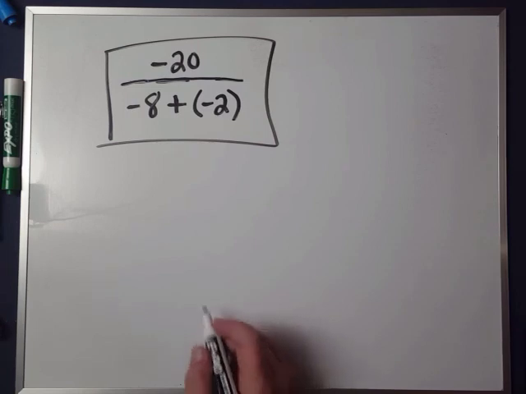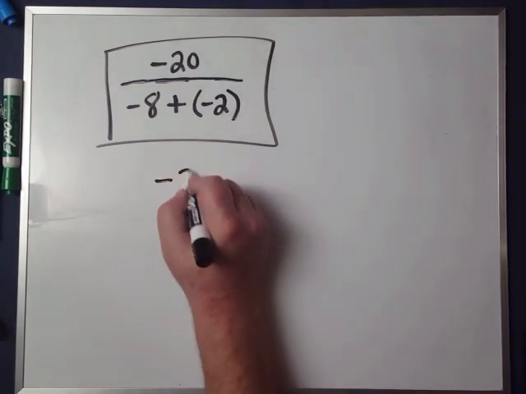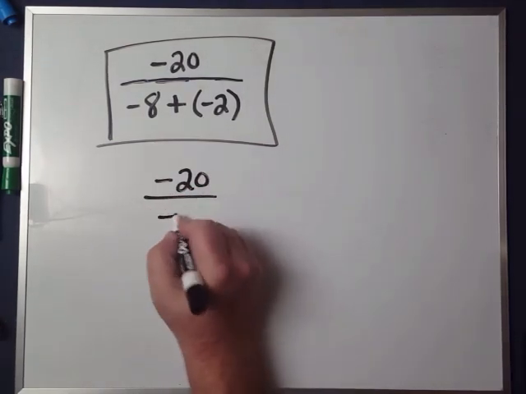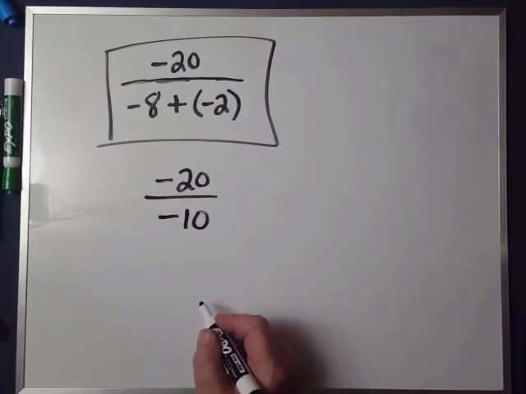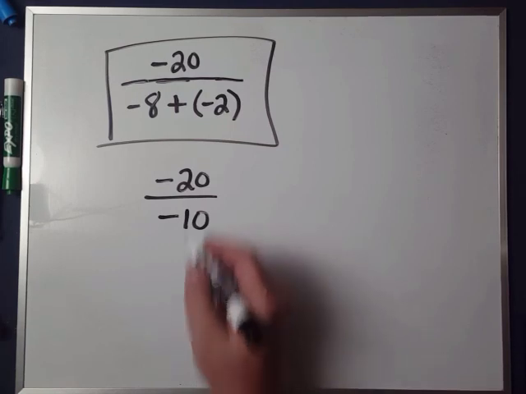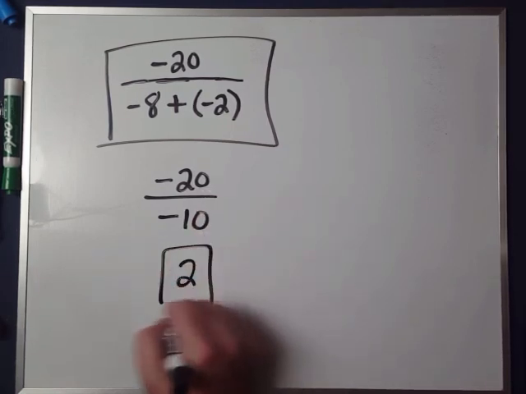And we want to simplify. Working in the bottom, negative 8 plus negative 2 is negative 10. And now dividing, a negative divided by a negative is positive. 20 divided by 10 is 2.